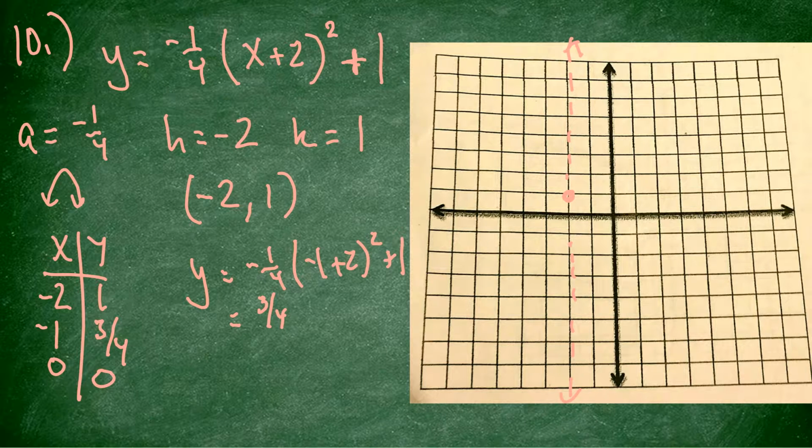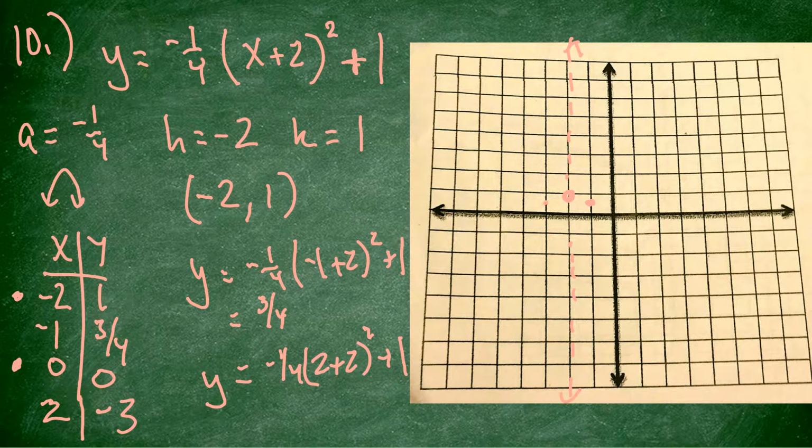Now, if you want another point, you can pick. I'm going to pick 2 because I see that the next even number gives me a nice number. I think 2 is going to work if you don't want to use 3/4. So I say negative 1/4 times the quantity 2 plus 2, that's 4 squared, is 16. 16 times negative 1/4 is negative 4, plus 1 is negative 3. So I go negative 2, 1, negative 1. If you want to use 3/4, it's right there.